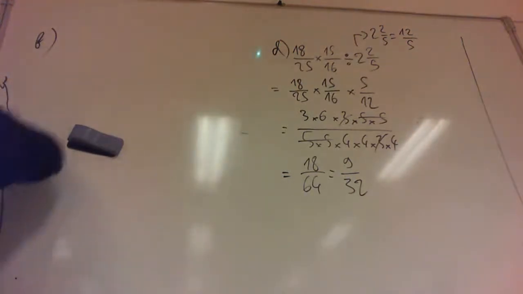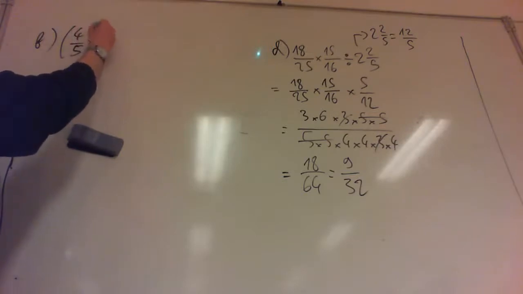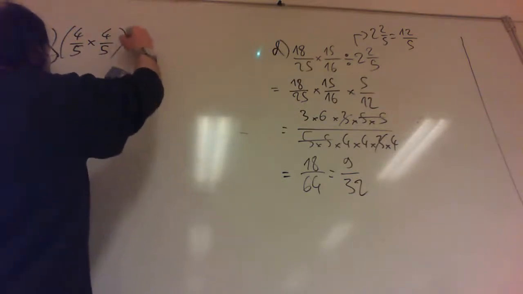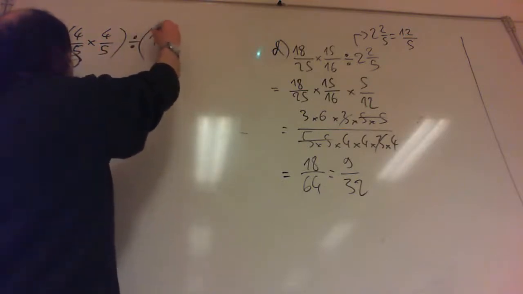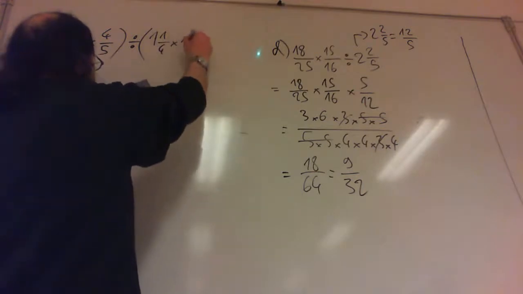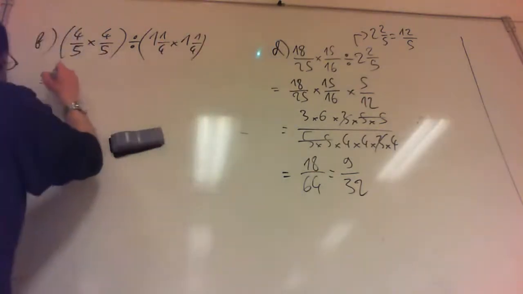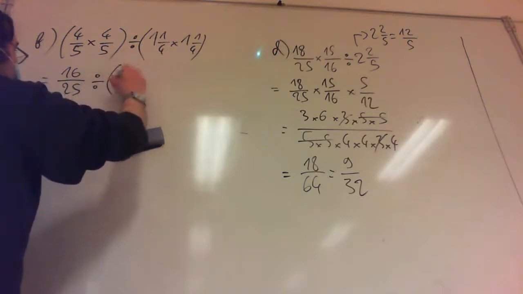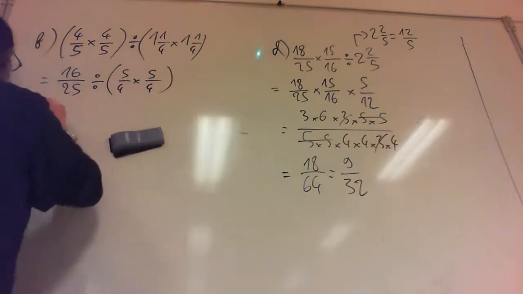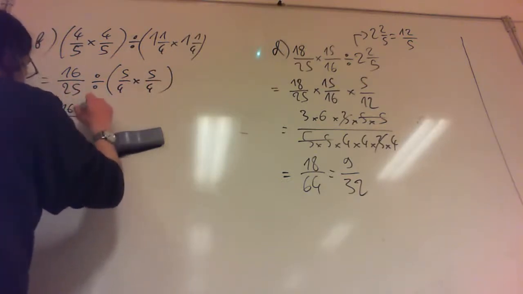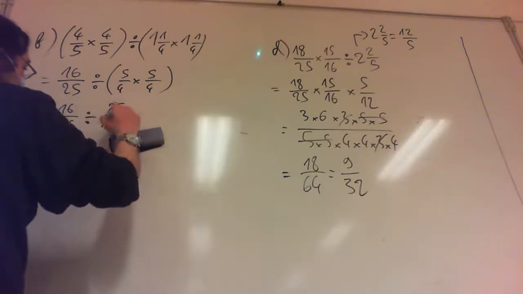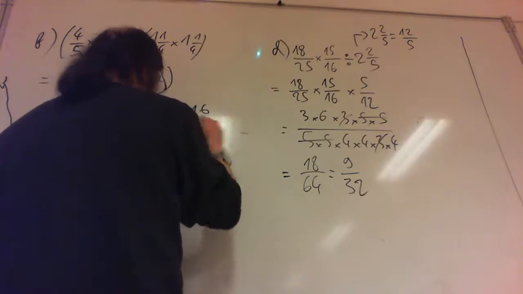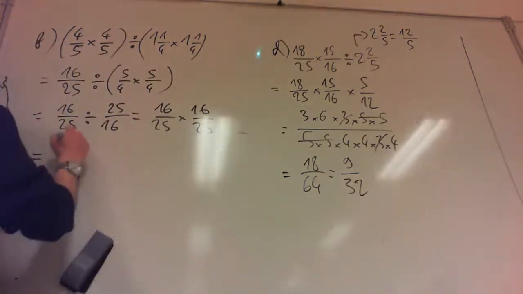Brackets 4 over 5 times 4 over 5 brackets divided by brackets 1 and a quarter times 1 and a quarter brackets is equal to 16 over 25 divided by brackets 5/4 times 5/4 brackets is equal to 16/25 divided by 25/16 is equal to 16/25 times 16/25 is equal to 256/625.